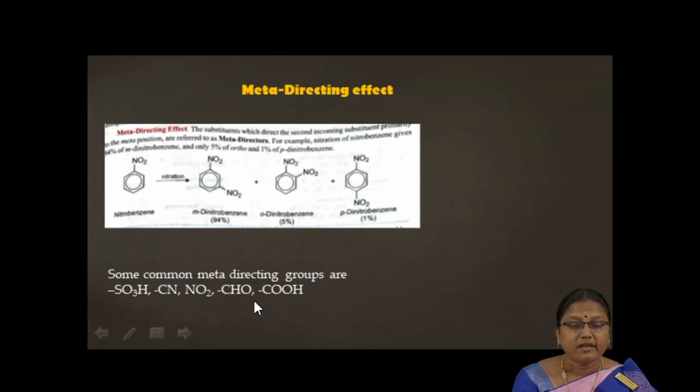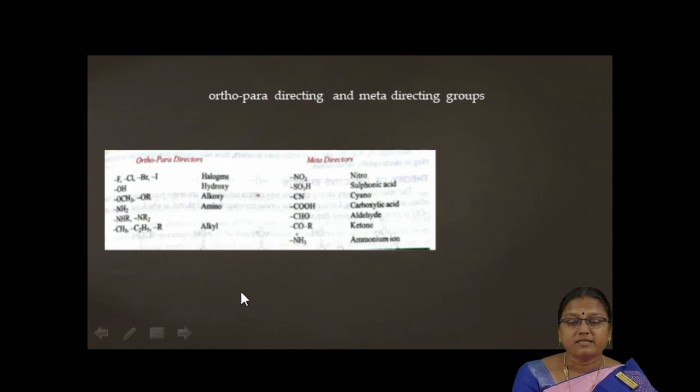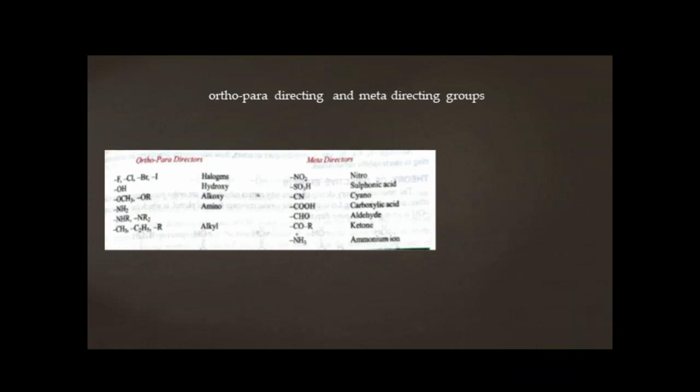This is the slide which recalls all the ortho-para directing and meta directing groups. Halogens, hydroxyl group, alkoxy, amino, alkyl: these are all the groups which direct the second incoming group to the ortho-para positions, whereas nitro, sulfonic acid, and the like are the groups which direct the second incoming group to the meta position.